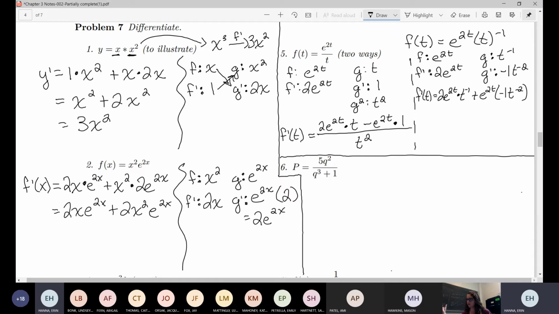So now I'm just going to go back to using the quotient rule, but just know that it's an option. It's just that that option will also bring in a lot more chain rules than you would have if you just did quotient rule. So let's look at this next one. We've got f is 5q squared and g is q cubed plus 1.